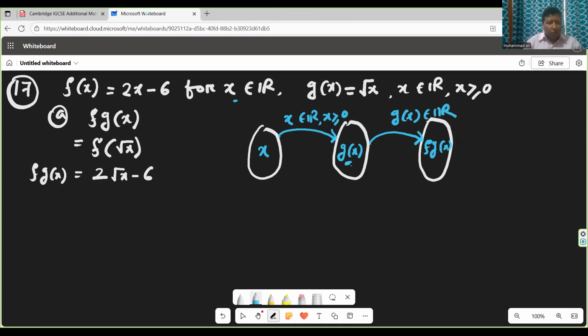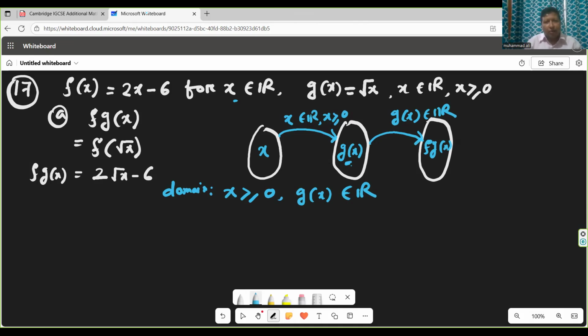So we can say here the domain will be x greater than or equal to 0 and g(x) belongs to real numbers. All real numbers, but it must be greater than or equal to 0. So this is the domain: x greater than or equal to 0 and g(x) belongs to real numbers.